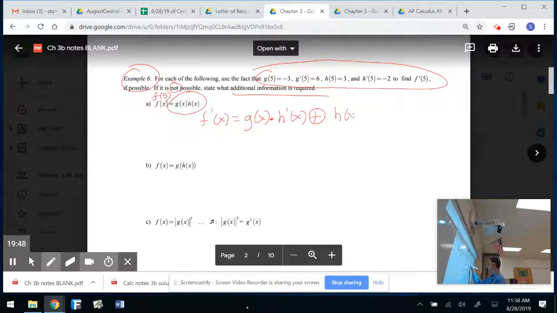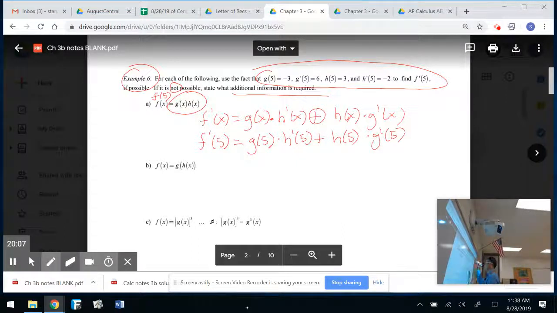And then you have h of x times g prime of x. And like I said, I think the question was supposed to be asked, what's f prime of 5? Which would be g of 5 times h prime of 5 plus h of 5 times g prime of 5.